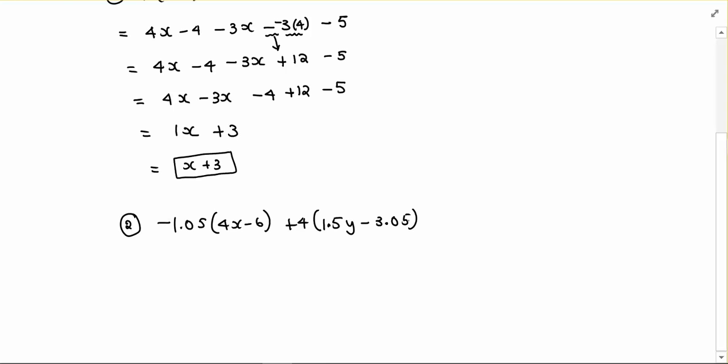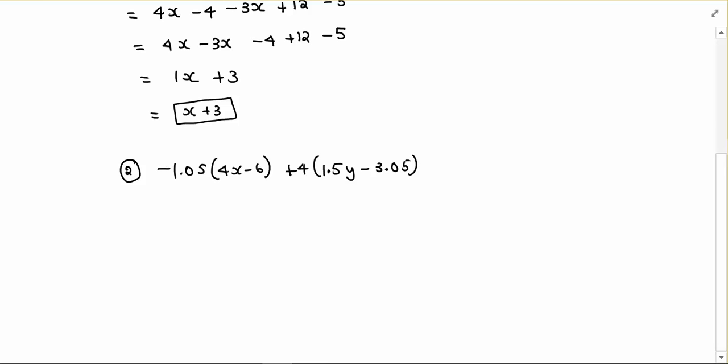So apart from the numbers looking weird, nothing else is going on here. So we first start by distribution. So it's this into that. And so here's where a calculator comes in handy. 4 times 1.05 is 4.2. And I know the answer is going to be negative because one's negative and one's positive. So that's negative 4.2x.